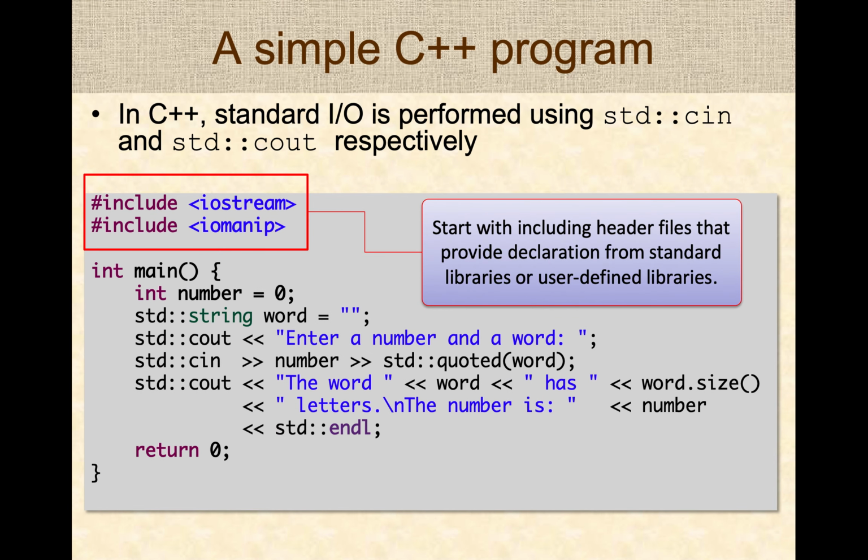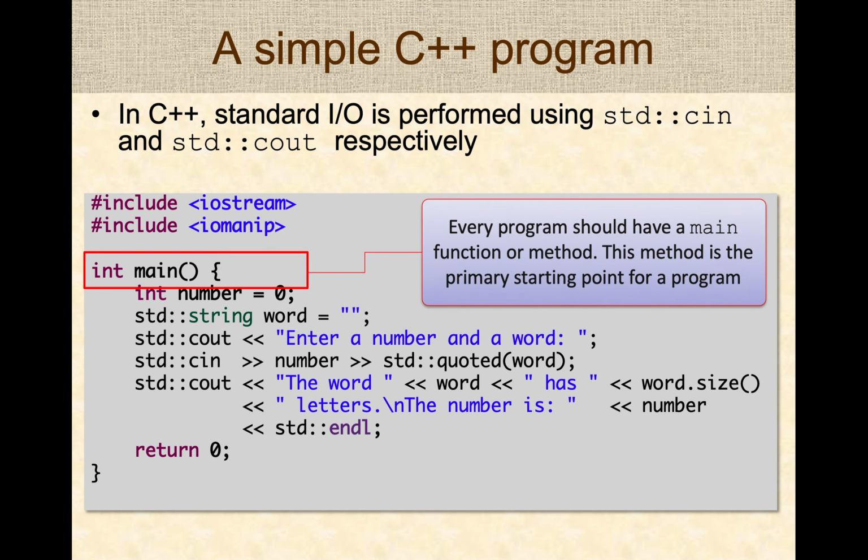Now let's look at a simple C++ program. A C++ program will start with including some of the common libraries via the pound include statement at the top of the file. Each program ultimately should have one main method, which is the primary function that starts off all of the operations in the program.